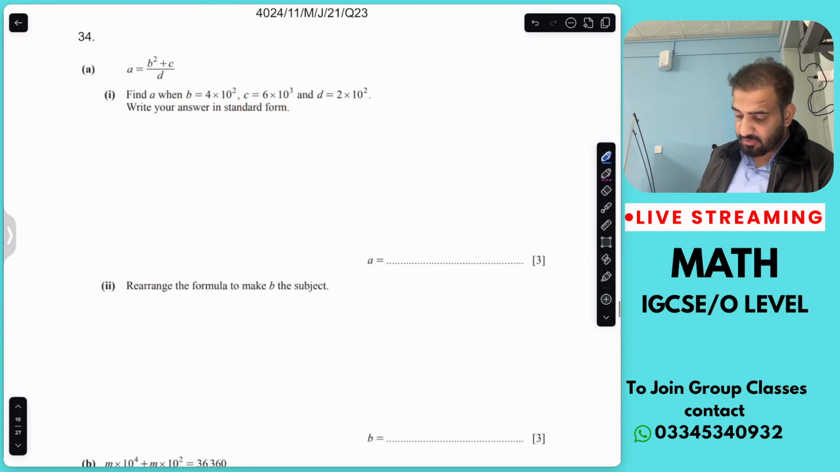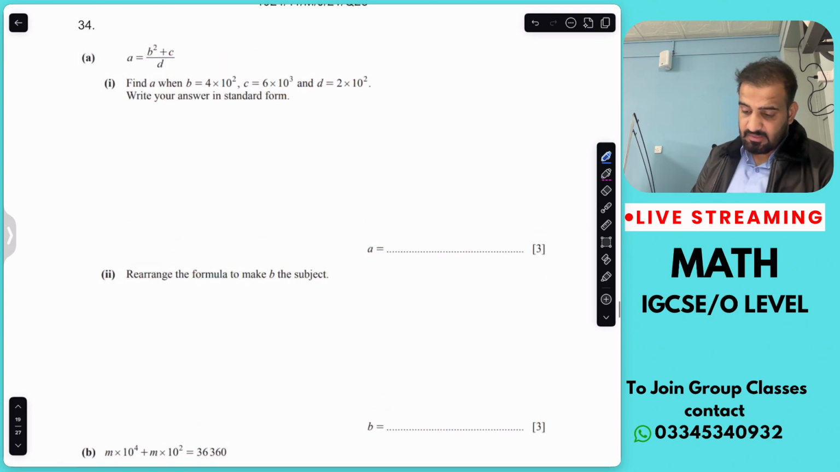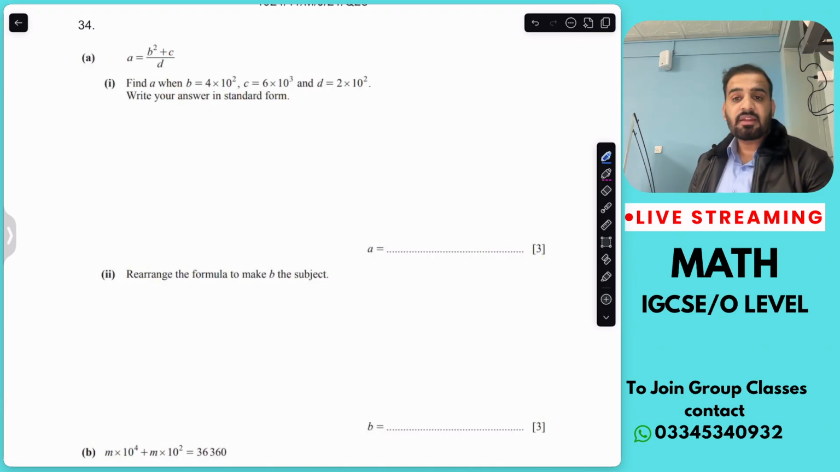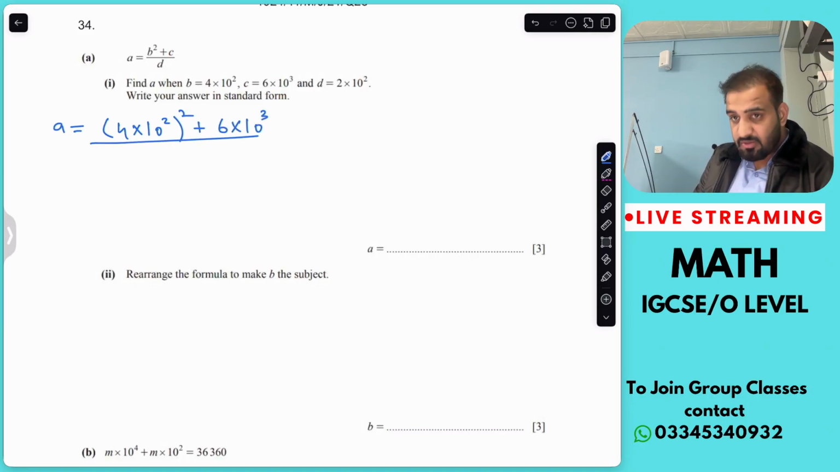Moving on to question 34. It is a nice question. Yes. So A, B, C, they are connected by a formula. The values of B, C, and D are given. So find the value of A when B, C, D. So A is equals to B square, means 4 cross 10 square and a whole square, plus C, means 6 cross 10 raised to power 3, whole divided by D, which is 2 cross 10 raised to power 2.